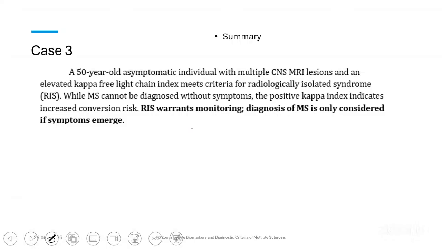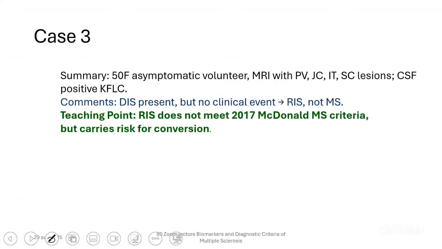While MS cannot be diagnosed without symptoms, the positive KFLC indicates the increased conversion risk. So radiologically isolated syndrome warrants monitoring. Diagnosis of MS is only considered if symptoms emerge. So asymptomatic volunteer, MRI has got lesions, CSF positive, dissemination in space is present, no clinical event. It is called radiologically isolated syndrome, not MS. RIS does not meet 2017 diagnostic criteria but carries the risk for conversion.